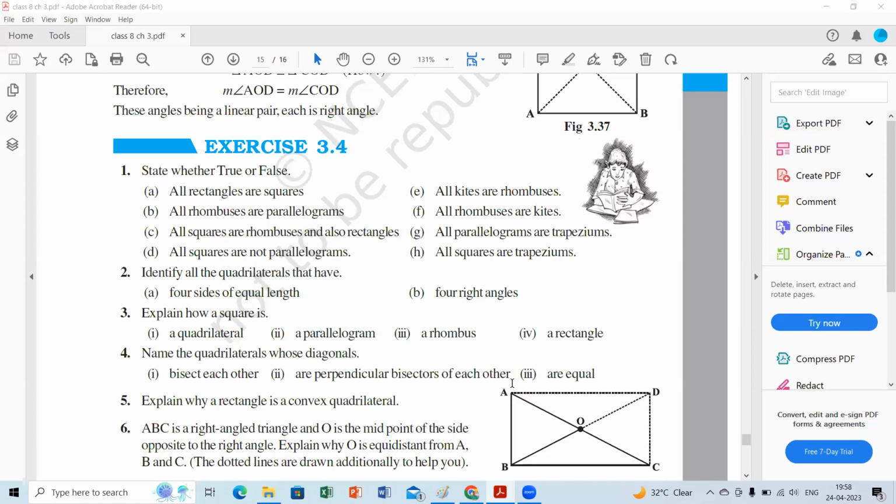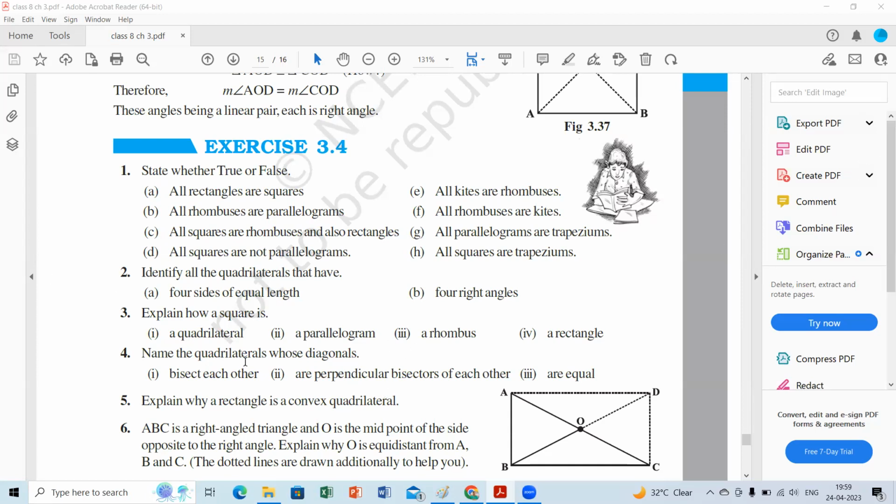How is a square a rectangle? Ma'am, opposite pairs of sides are parallel, and the angles are 90 degrees. Very good. The angles of a square and a rectangle are equal. That's one point, a pinpoint. Don't think more about it. You can extend, but one point. What is the common point for square and rectangle? Angles are 90 degrees.